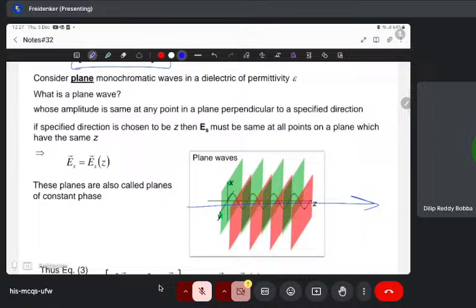How do you know that it's a plane wave? It means its amplitude, at any given point in the plane perpendicular to a specific direction, will be the same. So if I look in this direction, the amplitudes are the same in all the planes. The amplitude doesn't change.